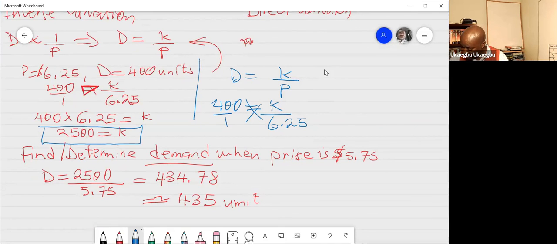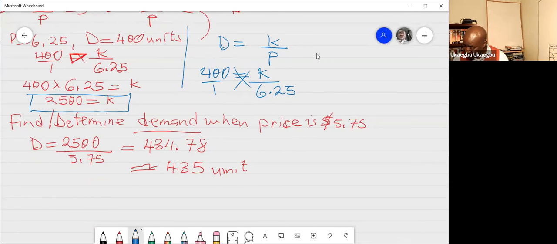That's what we did here. Remember that the equation is still D equals K over P, and K has already been determined to be 2,500. The new price now is $5.75. You just told me that when the price is lower, there are possibilities of selling more. That usually happens in every store. Once the price is lowered, more items are sold. That's actually the reason for lowering prices, so that stores will get rid of the items.